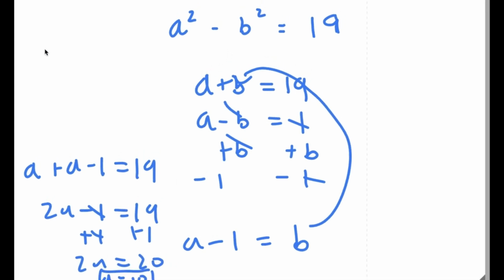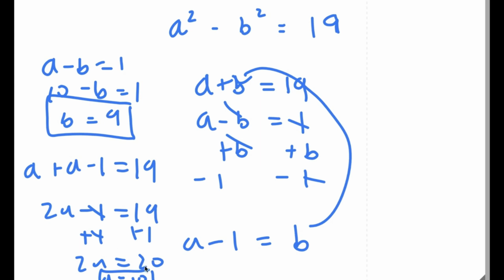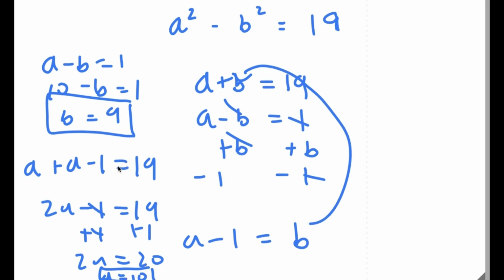So if a is 10 now, then this means that I simply have to plug into one of these equations. So if a minus b is equal to 1, a is 10, so I have 10 minus b is equal to 1, meaning b is 9. So a equals 10 and b equals 9. These are my answers.